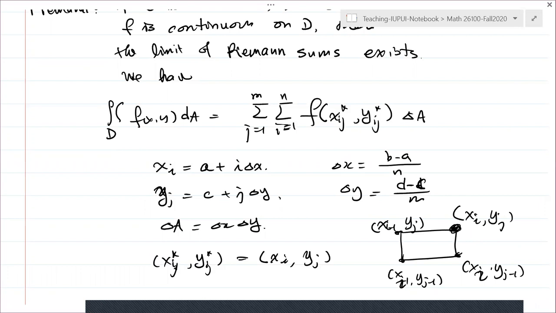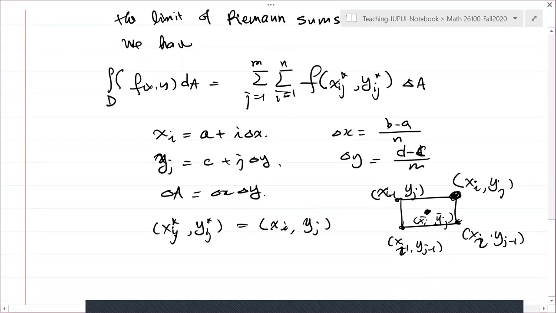Yeah, the limit can be computed. You can choose a middle point, then you get a middle point rule for the double integral. If you choose a middle point, it will be in the middle, and that is called xi bar, yj bar. So this can be any of those points, xi bar, yj bar. This is a middle point, and that's called the middle point rule for double integrals.